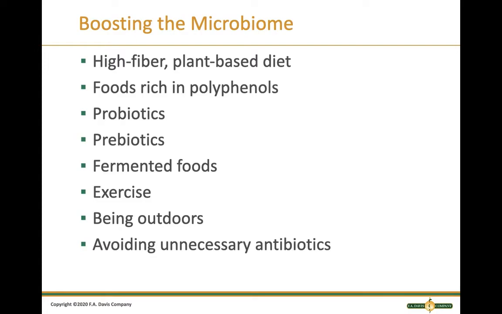So, some things we can do to help our microbiome: a high fiber plant based diet that's going to help feed them. I mentioned some of the ones in your intestines break down fiber for you. Foods rich in polyphenols. Some foods that have polyphenols would be blackberries, dark chocolate, olive oil. Those are all going to stimulate the growth of healthy bacteria. Taking probiotics. Probiotics are basically pills full of bacteria, and the idea is that you'll get those healthy bacteria in your intestines.